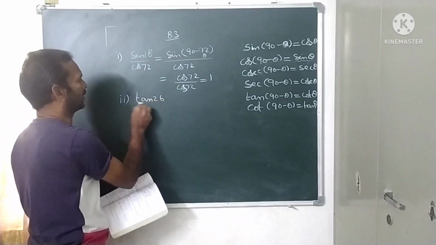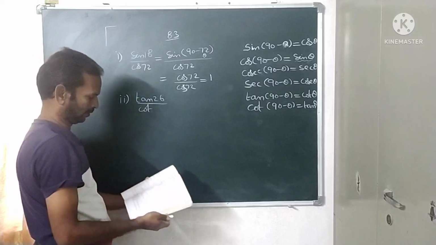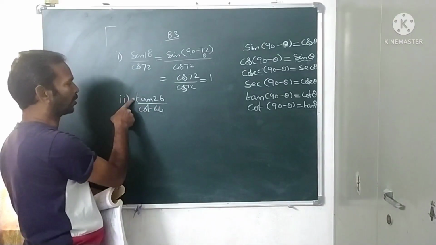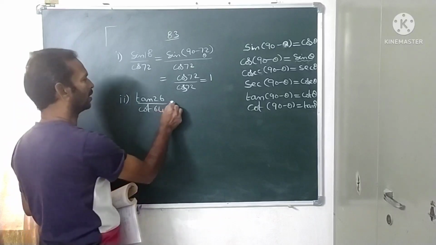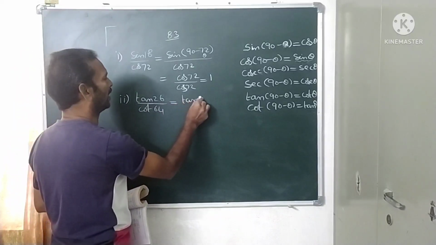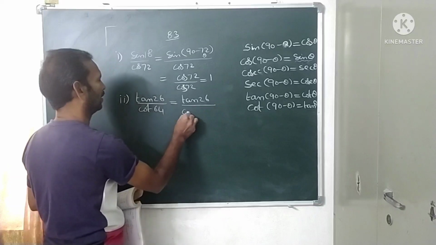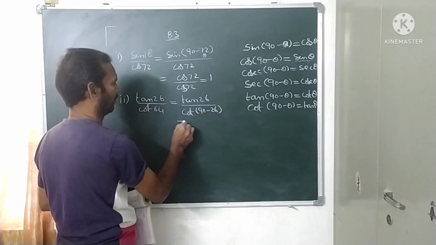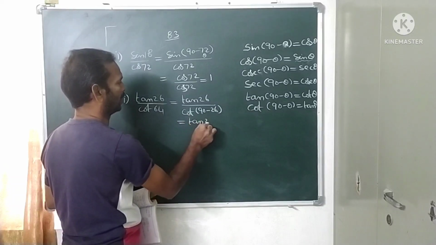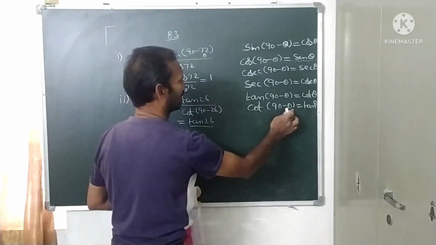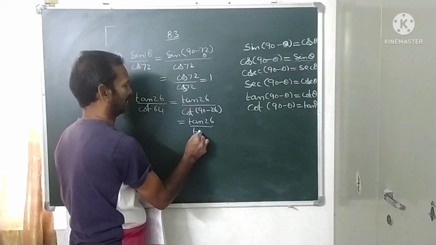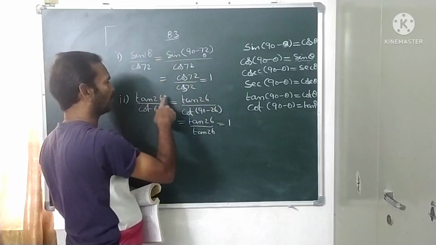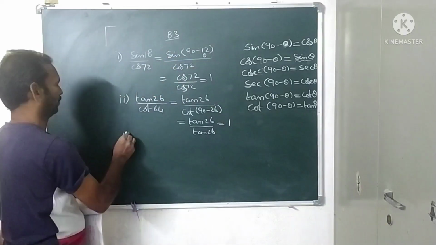Second one: tan 26 by cot 64. Either the numerator or the denominator, you can change any one. This time I am changing only the denominator: cot of 90 minus 26. Cot of 90 minus theta is tan theta, so tan 26 by tan 26 is equal to 1. Changing the numerator or the denominator, both are fine.